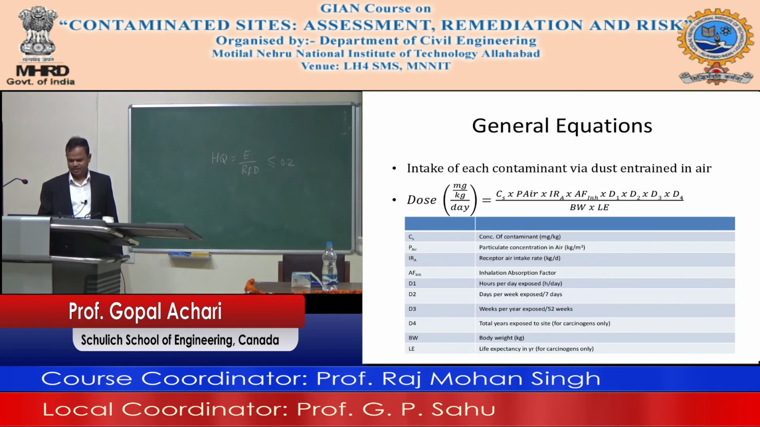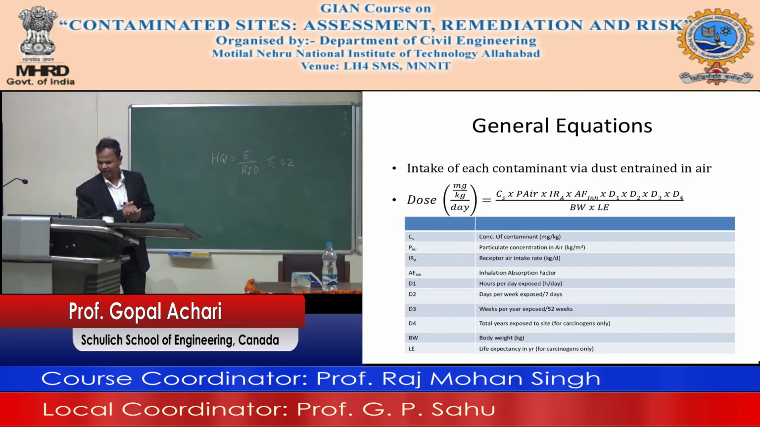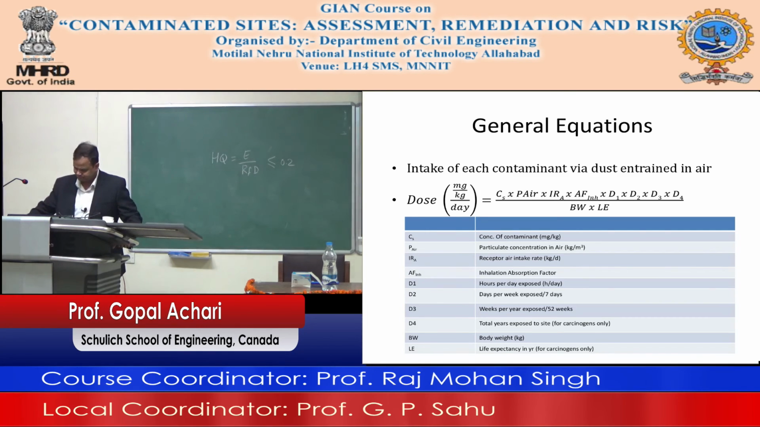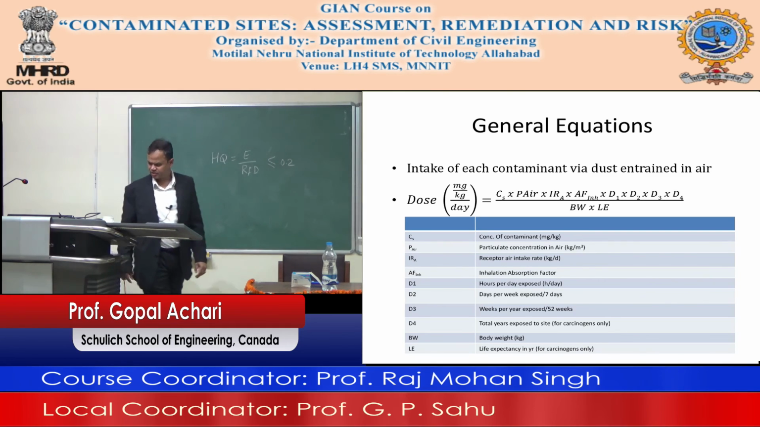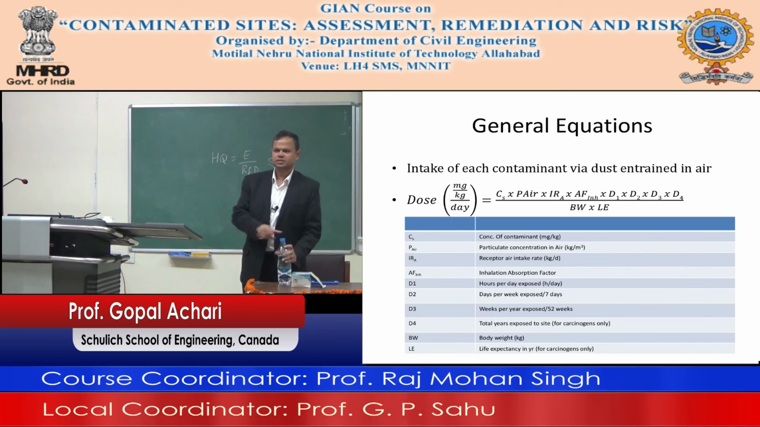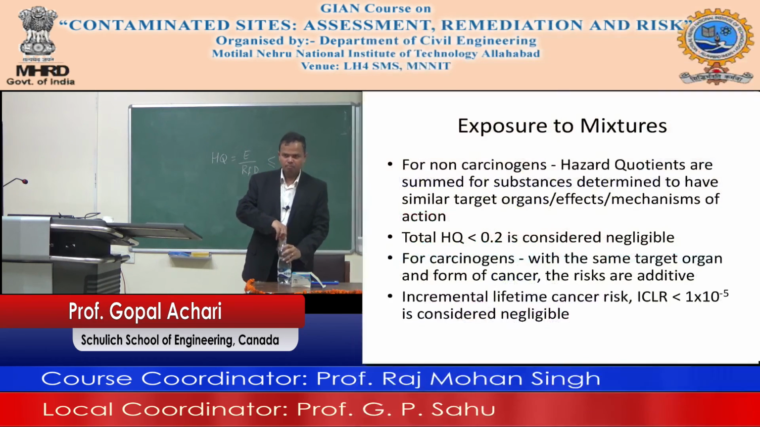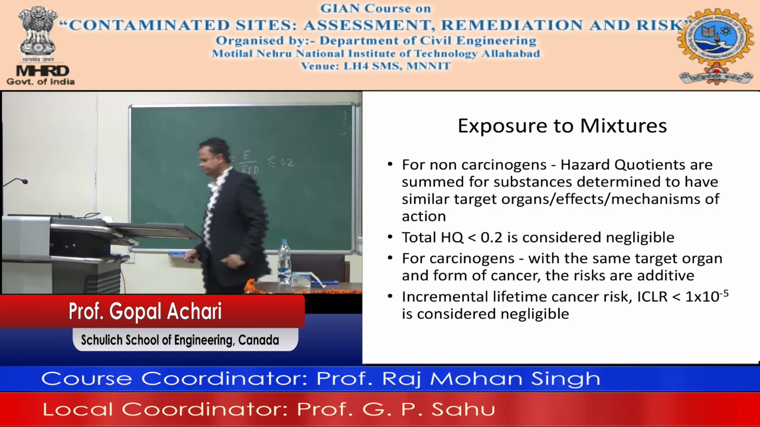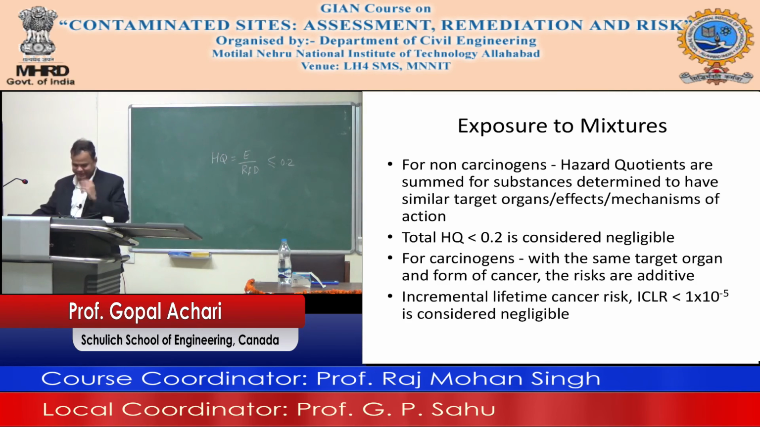Okay. Exposure to mixtures for non-carcinogens: the hazard quotients are summed for substances determined to have similar targets. So we talked about that. For carcinogens, so basically risk is additive. So risk from one path, risk from another path. If they are affecting the same target, they are additive. Okay. With that, I have come to the end of this.